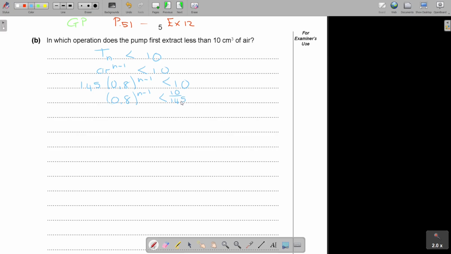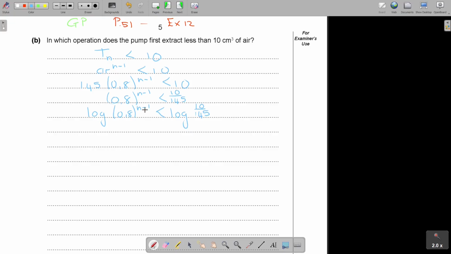Now, because this is going to logarithms, I take log on both sides. Now you can press this on the calculator if it's easier for you, but you can also leave it as 10 over 145. Otherwise, it's a long decimal.